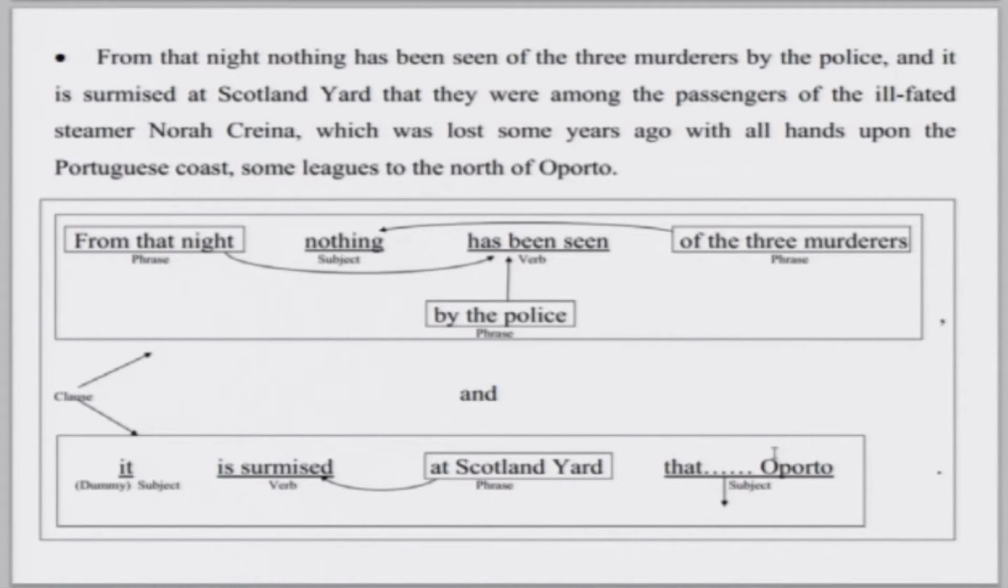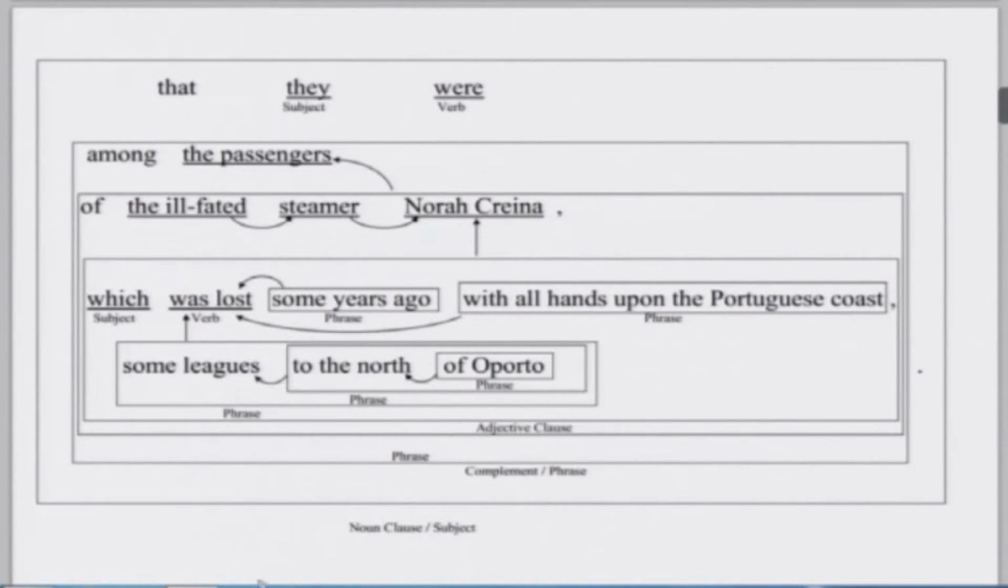Okay. Now, you notice what is surmised? Not "it"; "it" is a dummy only. This is surmised. So this huge clause is actually the subject. You could remove that "it" and put this whole thing here. So "that, etc. up to Oporto" is surmised. Where? At Scotland Yard. Fine. And what is the thing that has been surmised? That huge noun clause is the thing that has been surmised.